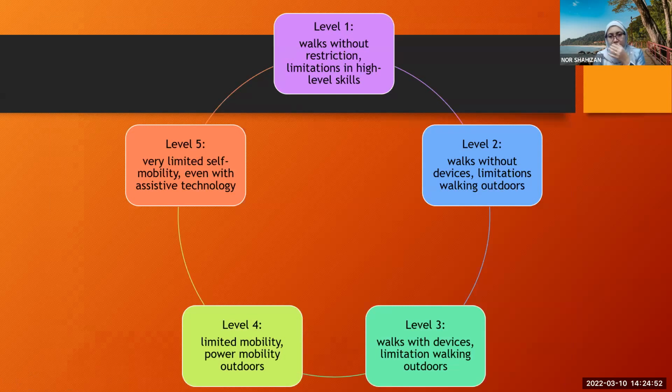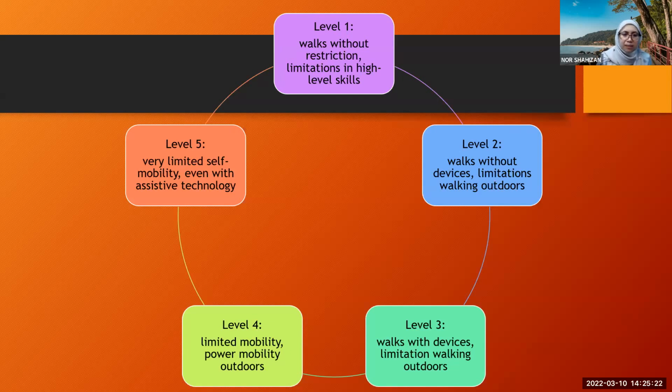Okay, so this is the summary. Level 1 means walk without restriction, with limitation in high level skills. Level 2 means walk without device, but limitation walking outdoors. They still have limitation on uneven surfaces.